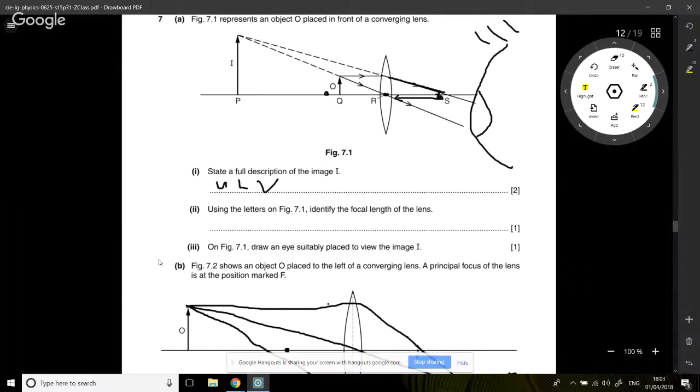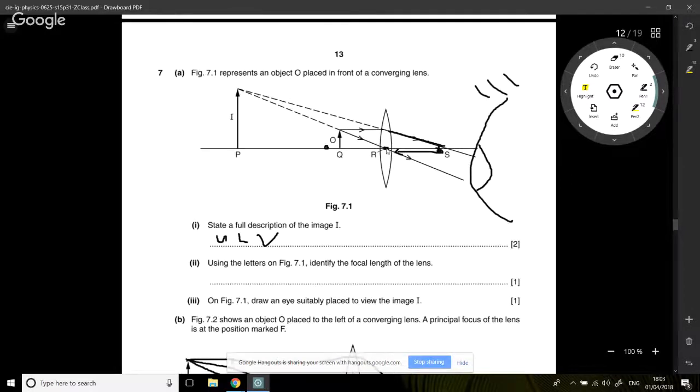Using the letters in figure 7.1, identify the focal length. Basically, it's just from R to S, because this is where we get that ray intersecting the principal axis. And so that is our focal length.